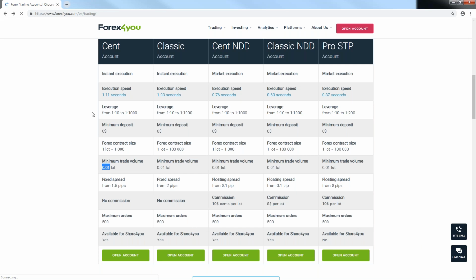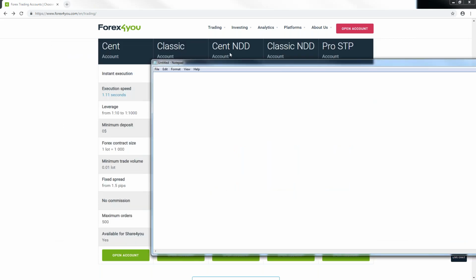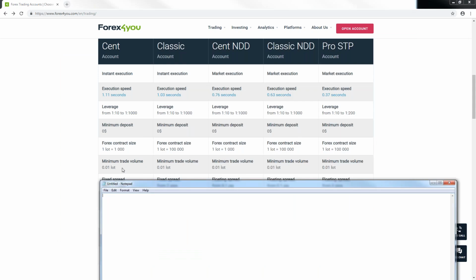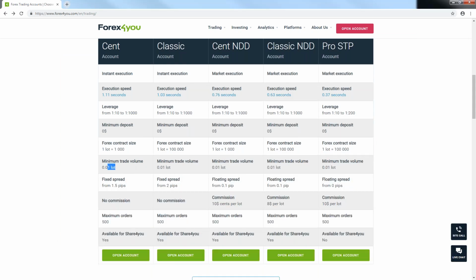0.01 lot. Yes, the minimum amount is zero, but it's a little bit of a trick. You can deposit $1, you can deposit $2, but let's calculate the necessary amount of money which you need to hold as equity to open the smallest trade they have. Basically, the cent account is 0.1 lot. But because it's a cent account, not a real account, the contract size is not the usual size like 100,000, but 1,000.